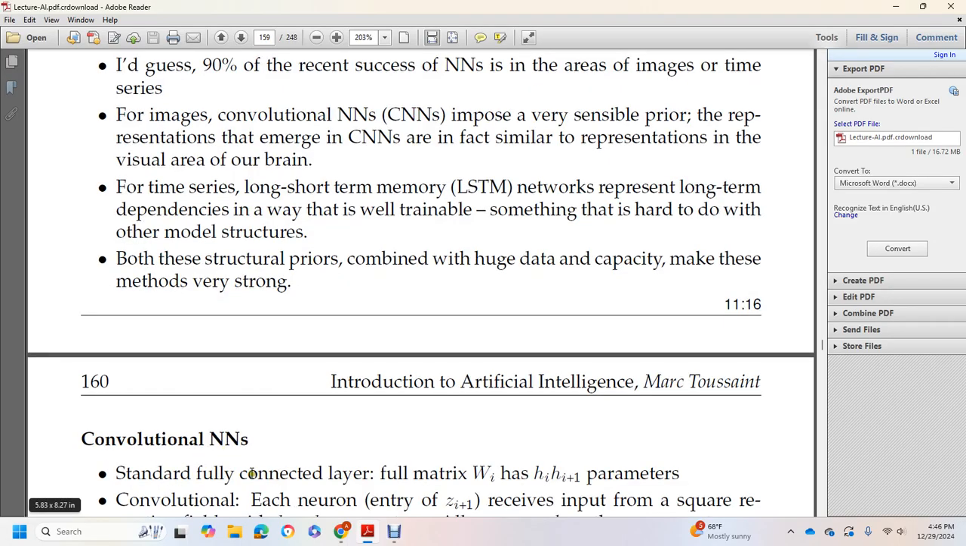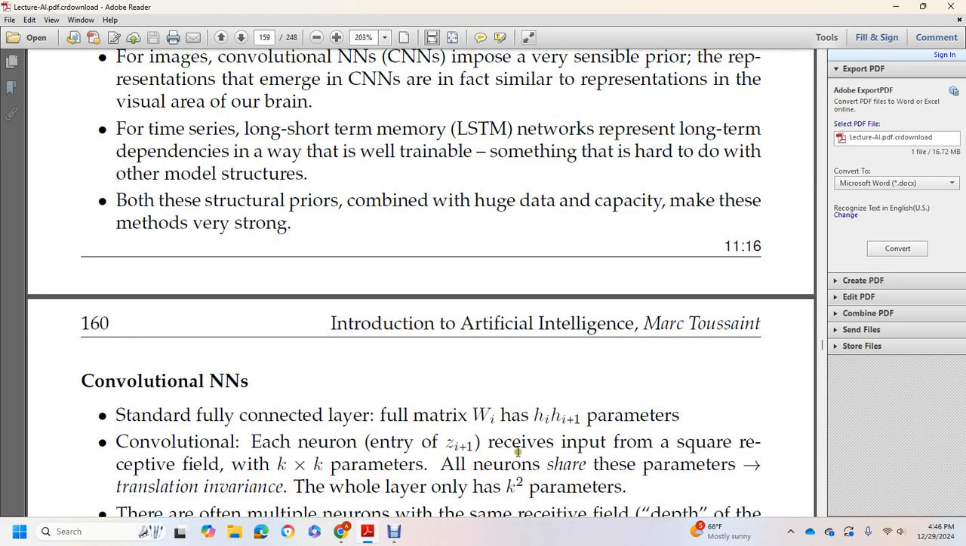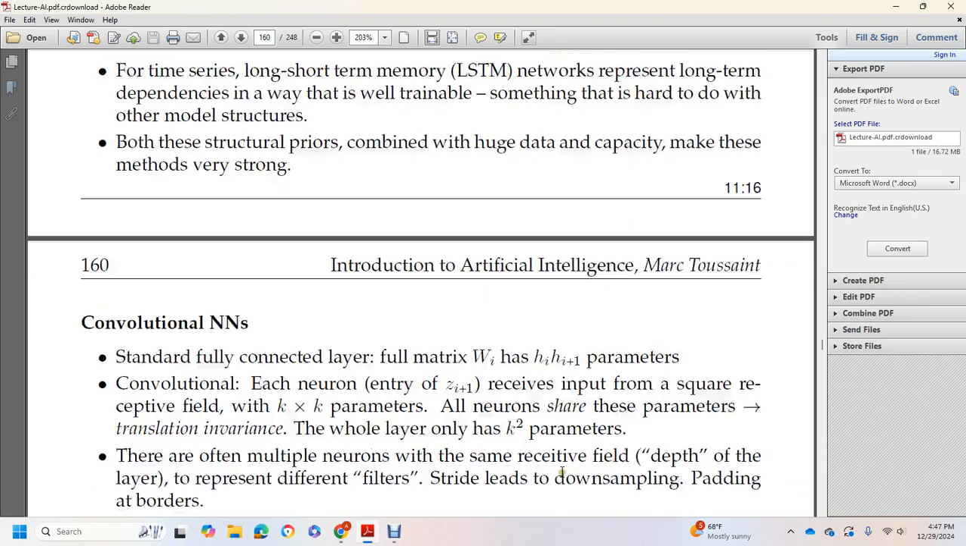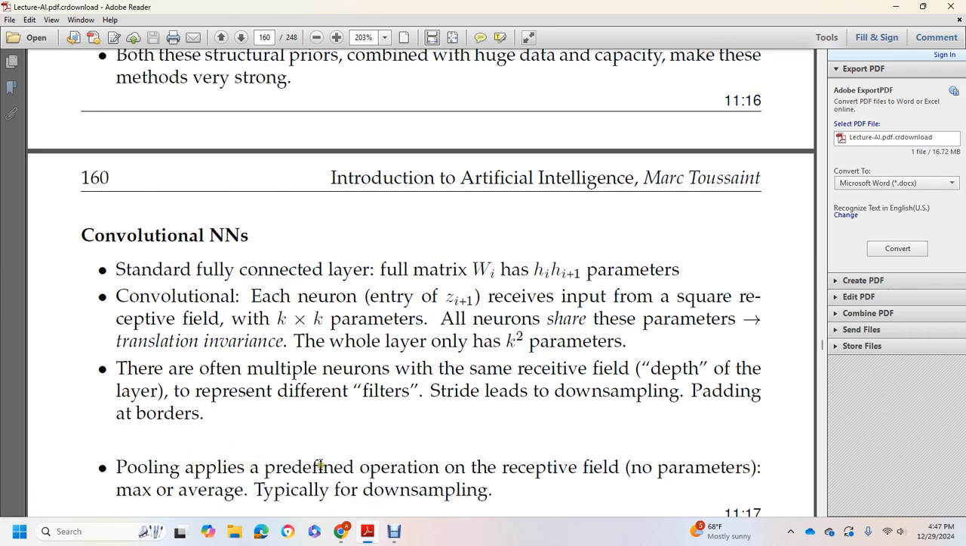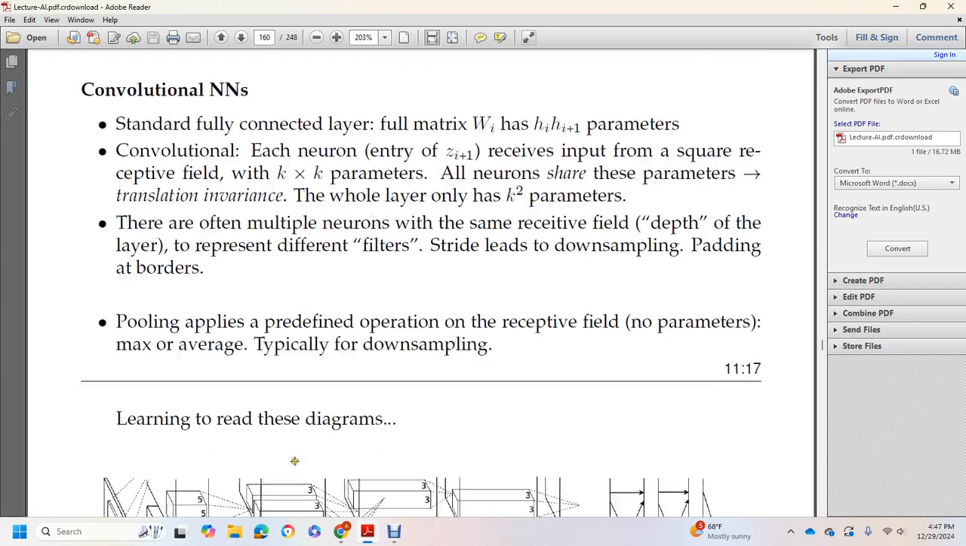Convolutional neural networks: a standard fully connected layer has a full matrix with H1 times H2 parameters. In a convolutional layer, each neuron receives input from a square receptive field with K times K parameters. The neurons share parameters, giving translation invariance over the whole layer, with only K squared parameters. Multiple neurons on the same receptive field give depth over the layer, representing different filters. Striding leads to downsampling, as does padding. Pooling is applied over a predefined receptive field with no parameters, max or average, typically with downsampling.